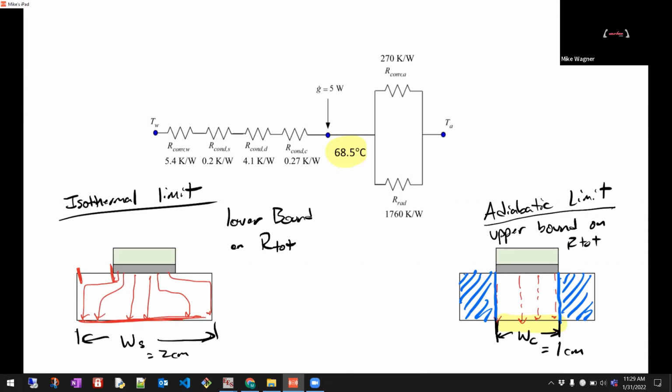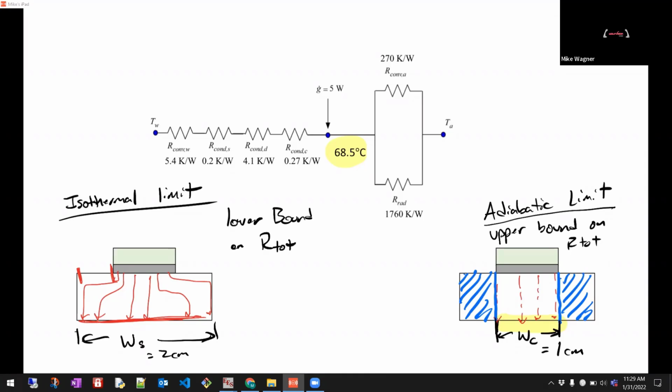Okay, and if we solve both of these problems, we can make either assumption. We can solve the problem both ways. And we're going to get 2 different temperatures. We're going to get 2 different sets of resistances. And we can then say, all right, I know that my real problem has to be somewhere between the isothermal limit and the adiabatic limit. It's not perfectly one or the other, it's somewhere in between. But if I have a window, and the bounds of that window are still okay, I'm done, right? Then I don't need to do anything else. Okay, so let's go back and solve the problem this way.